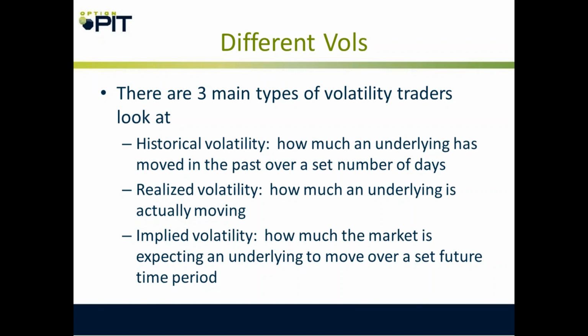Then there's implied volatility. Implied volatility is how much the market is expecting the underlying to move over a future set period of time, typically through the expiration of the contract. Options, and things like VIX that we're talking about, are all measures of implied volatility.